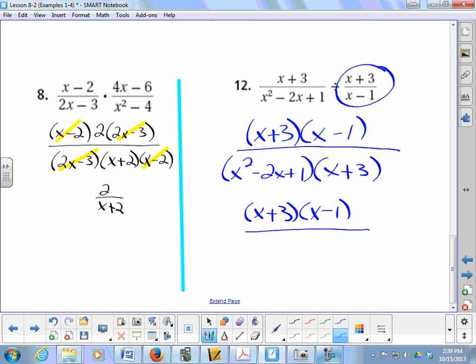In the denominator, I've got x squared minus 2x plus 1. What do we get when we factor that? The factors that add up to 2 are 1 and 1, right? So we've got x minus 1 twice, and then our x plus 3.